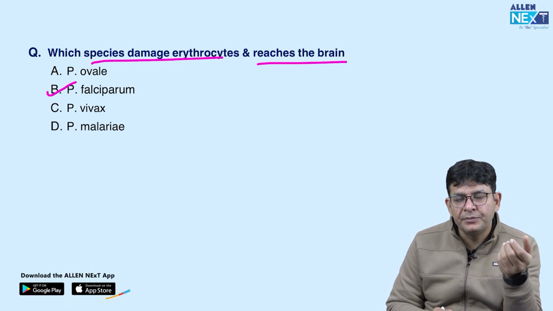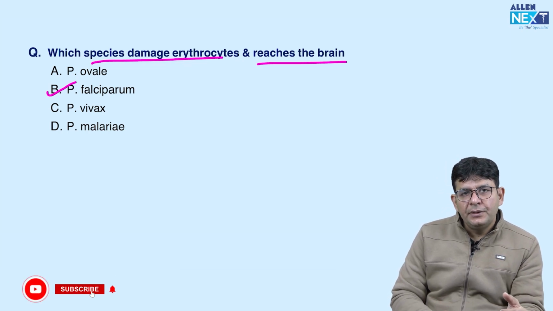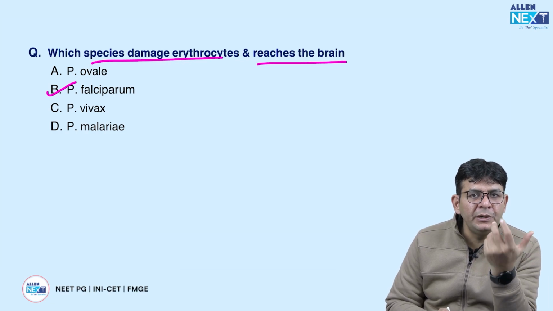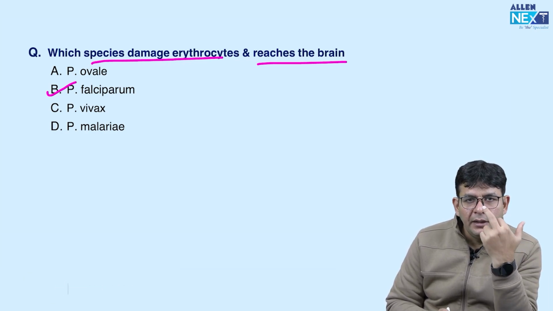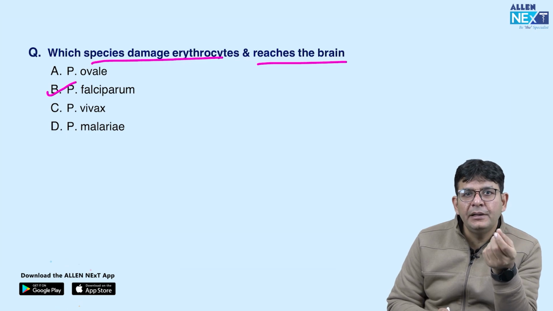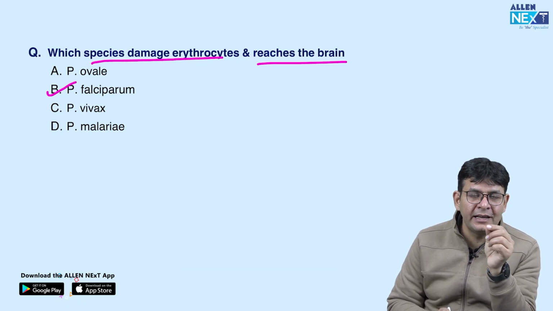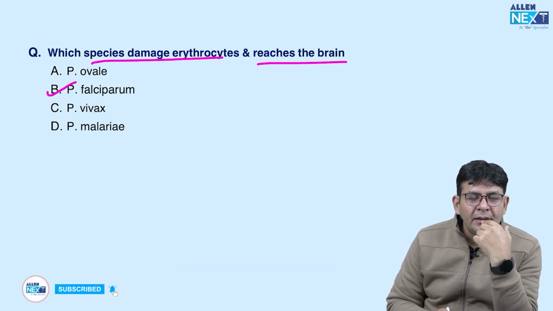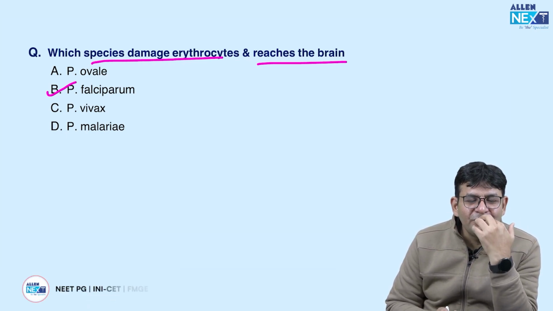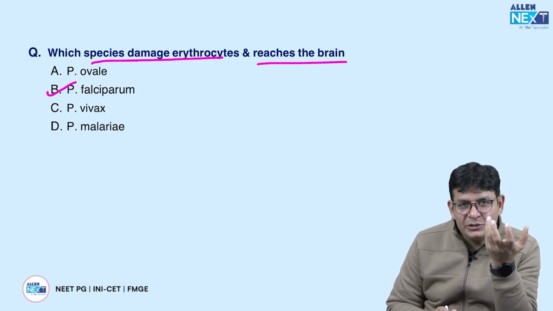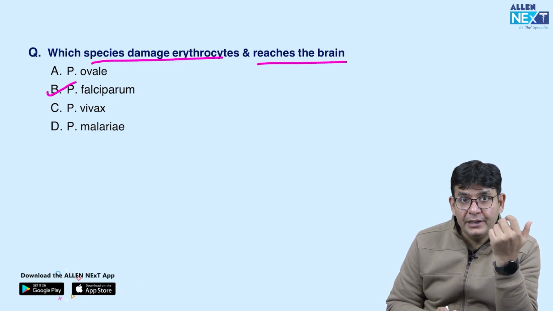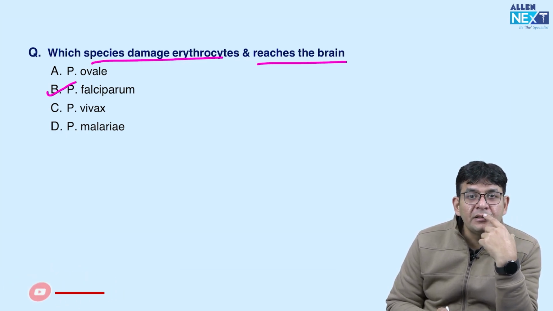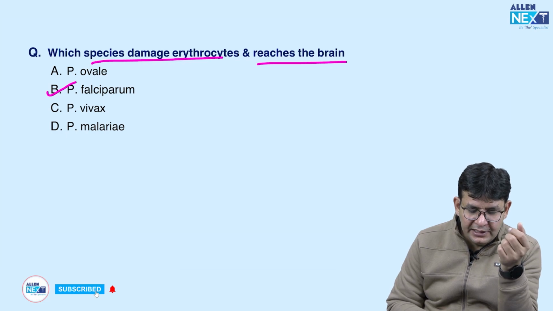Why does it do that? Because there is a massive parasitic load which goes up into the brain capillaries, and they clog those brain capillaries, and thereby there is formation of a granuloma, Durck's granuloma, which can come up in future exams. For PG, definitely you should know that when they go to the brain, it produces a granuloma termed as Durck's granuloma.